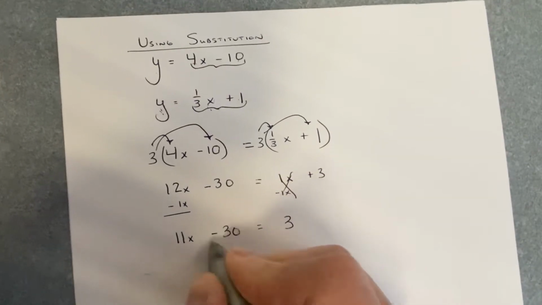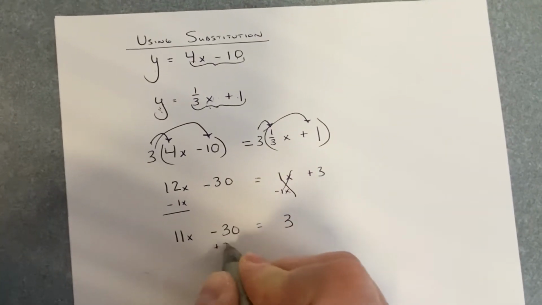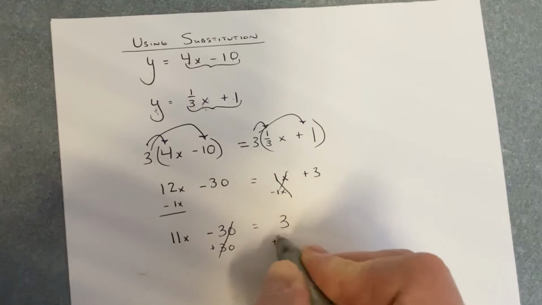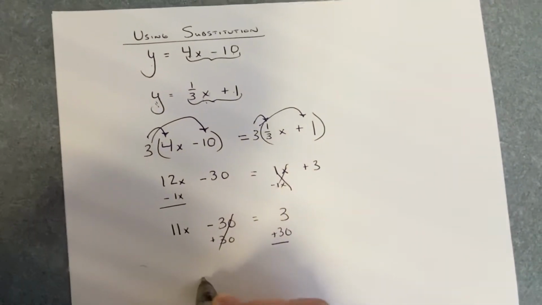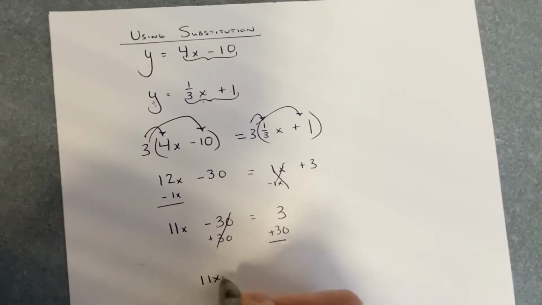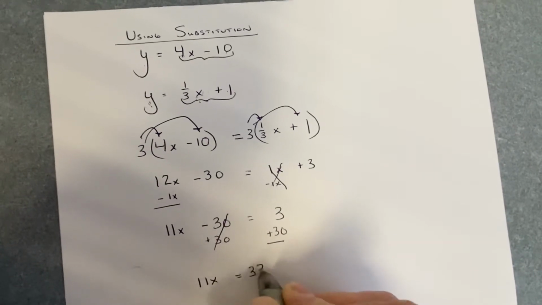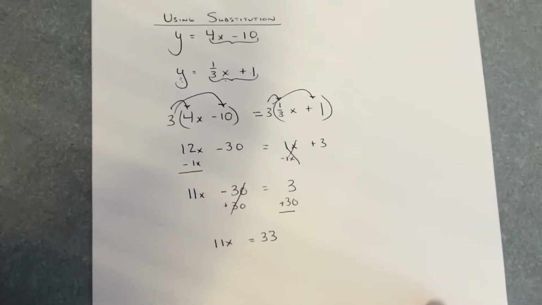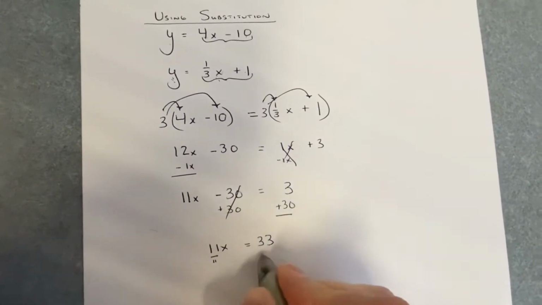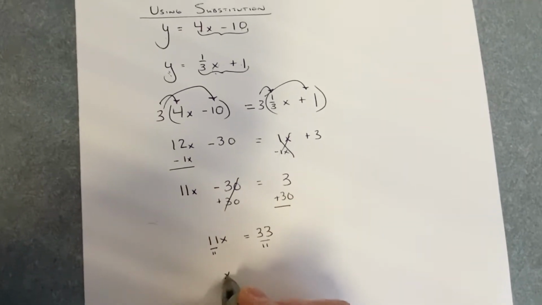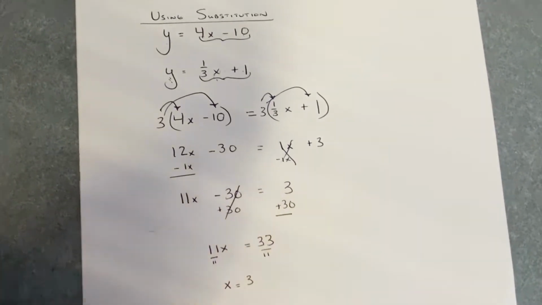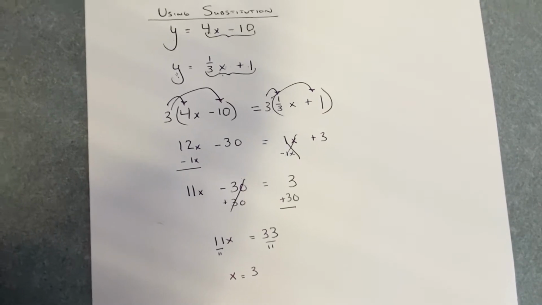And now I have to get my numbers on one side. So I'm going to add 30 to both sides. I end up with 11x is equal to 33. Now, if I divide by 11, a single x then is equal to 3. And so there's the first part.